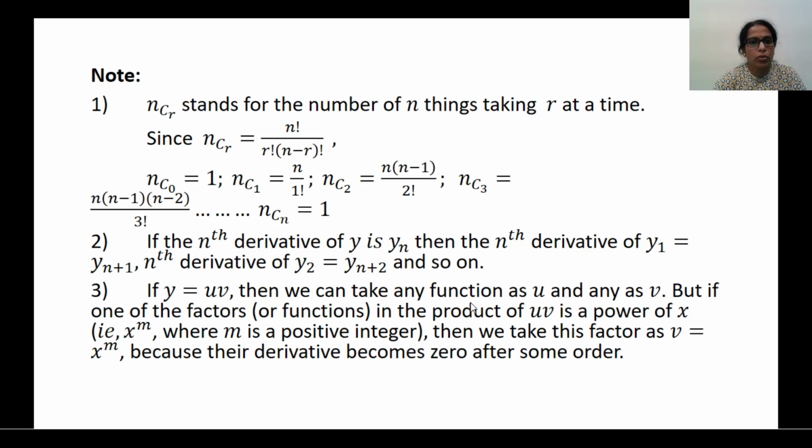Here is some important note. Go through it. That is, nC1 value is n by 1 factorial. nC2 can be replaced by n into n minus 1 by 2 factorial. Then what is nC3? It's n into n minus 1 into n minus 2 by 3 factorial. Okay. If the nth derivative of y is yn, then the nth derivative of y1 is y(n+1). Similarly, the nth derivative of y2 is y(n+2).